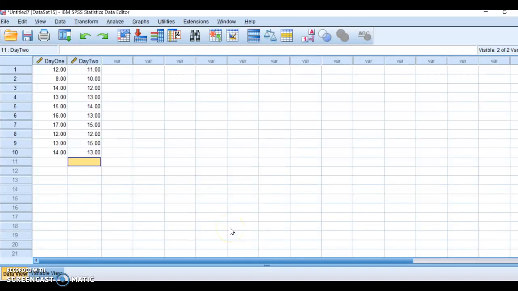Okay, so in this example, what I'm going to do is show you how to assess reliability. And I'm going to use the example that I have there. So we've measured body fat on day 1 and we've measured body fat on day 2. So notice the two columns here.